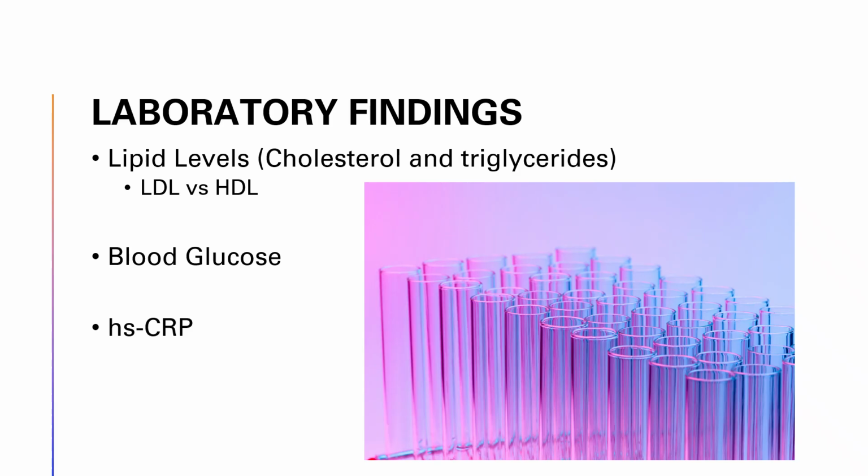We also want to check for blood glucose to ensure diabetes is not present, which causes a higher risk for coronary artery disease. And last, we might also check for high sensitivity C-reactive protein that's used to assess the risks of future cardiovascular events such as heart attack and stroke. Elevated hsCRP levels may indicate subclinical inflammation, which can contribute to the development of atherosclerosis, which is our hardening of the arteries.